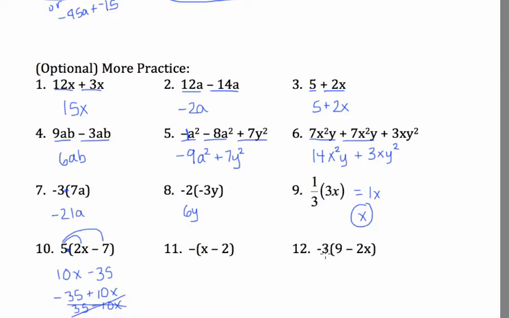Let's skip over to number 12. Negative 3 times 9 is negative 27. Negative 3 times negative 2x is a positive 6x. Again, you could rewrite that this way if you wanted.